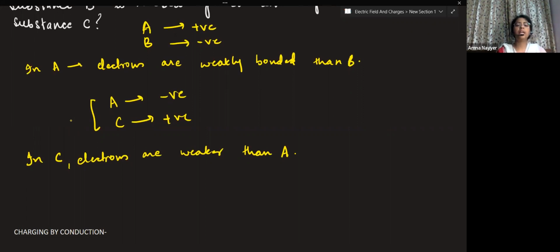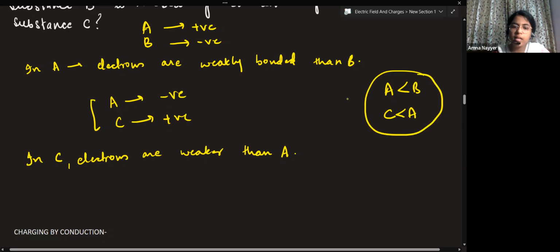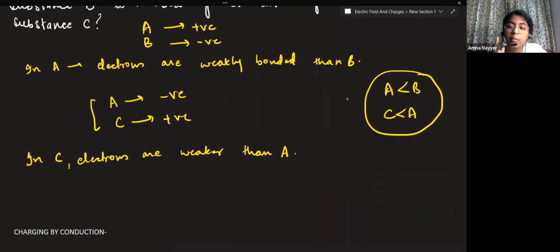See, you just have to compare it in this manner: electrons are weakly bonded in A compared to B. So B has the highest number of electrons which are strongly bonded. And C has electrons weaker than A, meaning C is lesser than A also. So if you compare using this, you can simply identify that B is greatest among them. Greatest in the sense what? Greatest as in strongly bonded electrons.